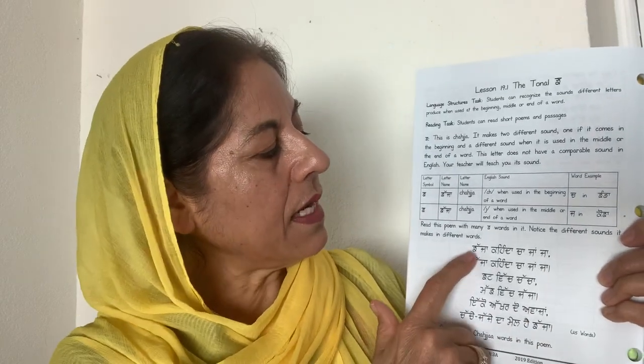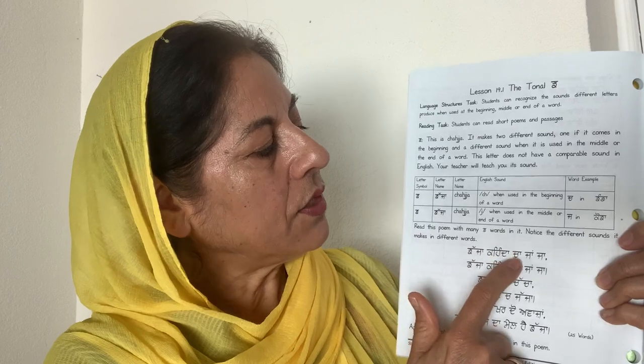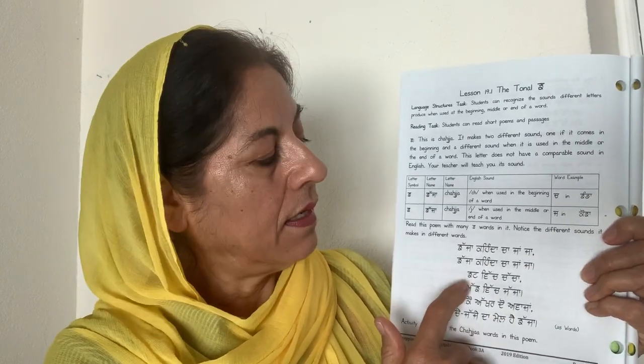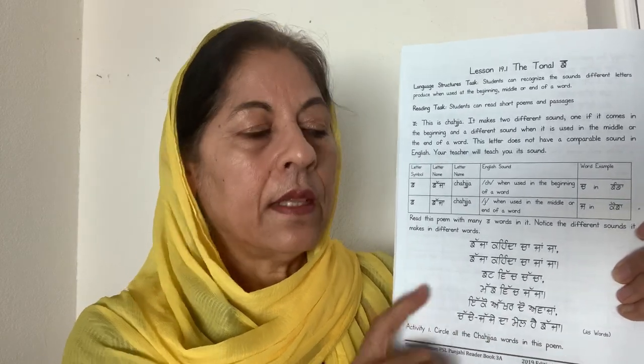Okay, say the poem with me. Chahjja kehnda chahjja. Chat vich chahjja, majh vich chahjja. Ikko akhar do awazaan, chache jajje da mel hai chahjja. Later on, you're going to circle the Chahjja words in it and you're going to copy the poem, okay?